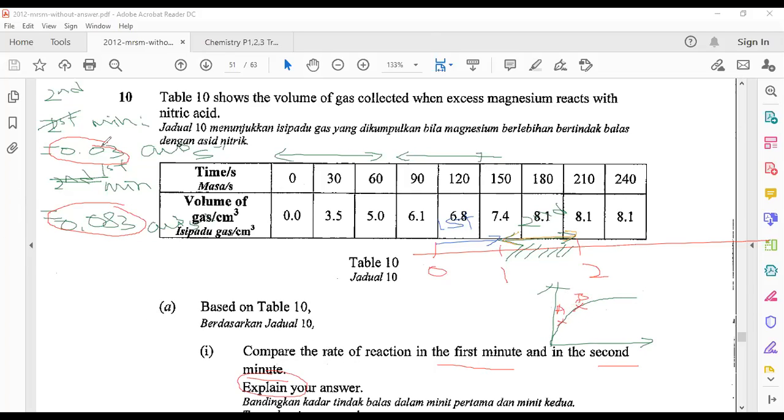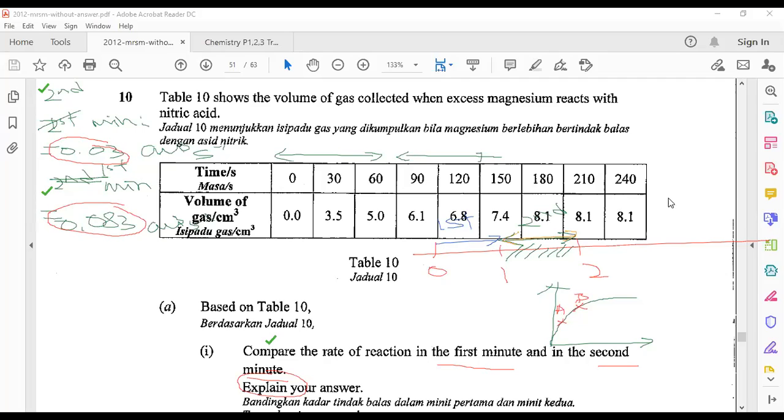We are now going to compare, then we are going to explain. Actually, when I ask you to do this calculation, this is already part of the explanation. So now, how do you get the marks? Number one, you have mentioned the comparison, where the rate of reaction in the first minute is higher than the second minute. Done. Point number two, you calculate for the first minute, this is your value. For the second minute, this is your value. You are getting already 3 marks. So what is the next mark?